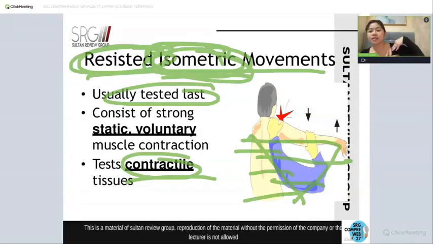Does that make sense? Nasusundan po yun? Para siyang brake test na tinatawag natin MMT. Okay? So that is for your resisted isometric movement. So if there is pain during this specific action, you can actually say na, okay, we're dealing with what we call as your contractile structures. So that's how we perform the differential diagnosis grossly when we perform your movement analysis or examination of specific joints.